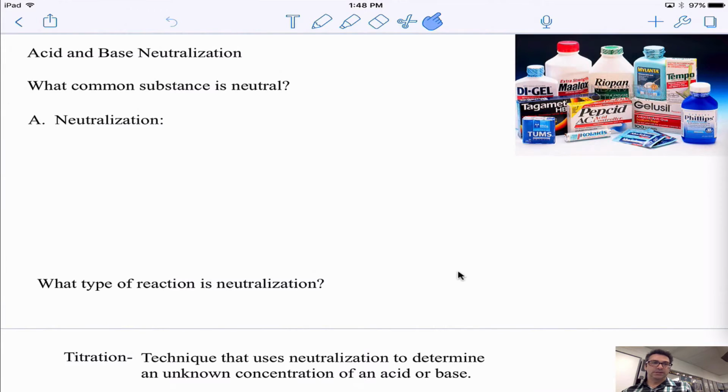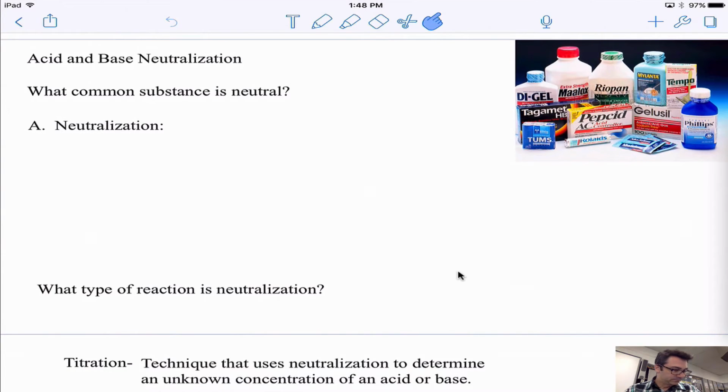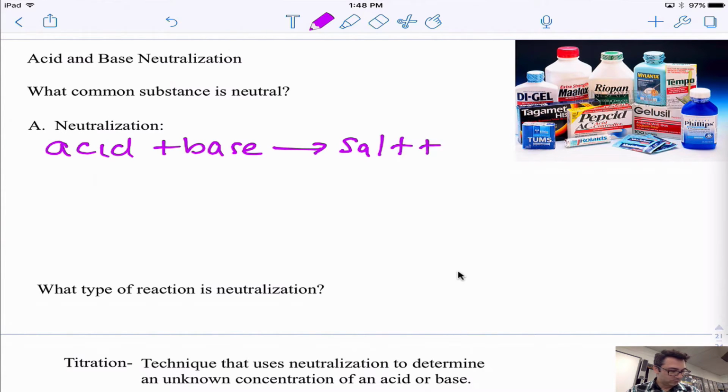So what does it mean to undergo an acid-base neutralization? Well, a neutralization can be defined as an acid reacting with a base, forming a salt and water.